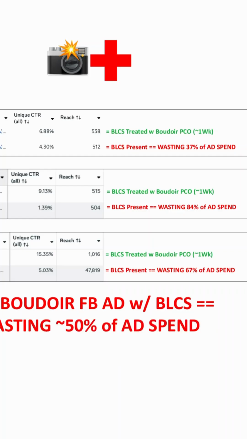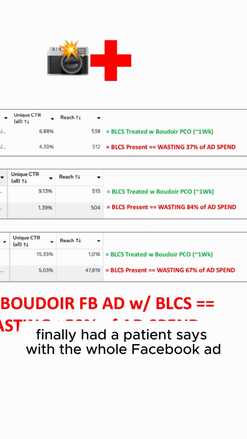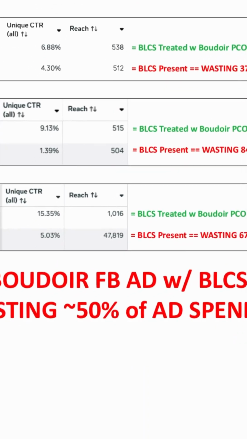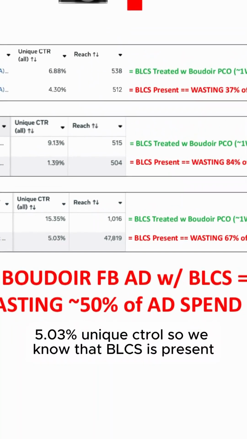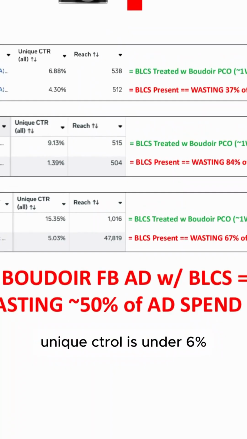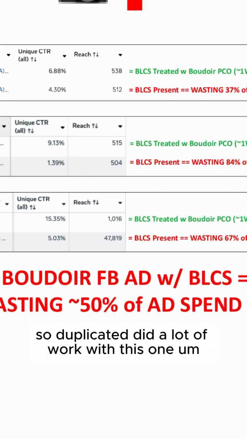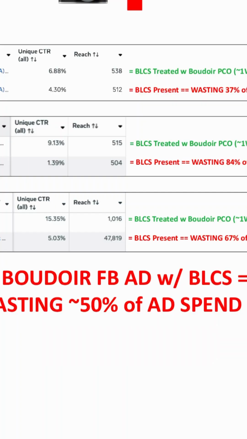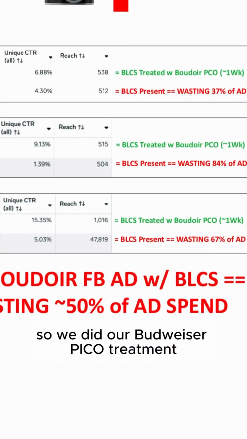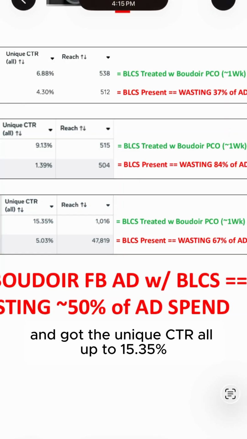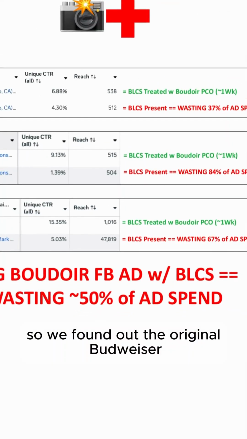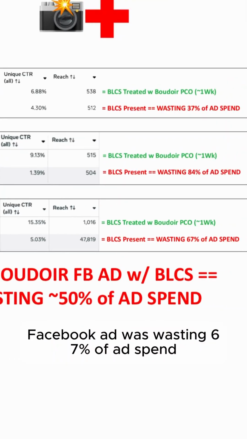Finally, I had a patient with a Boudoir Facebook ad at 5.03% unique CTR. So we know that BLCS is present, since the unique CTR is under 6%. So we duplicated it and did a lot of work with this one. We did our Boudoir Pico treatment, which takes about a week, and got the unique CTR up to 15.35%. So we found out the original Boudoir Facebook ad was wasting 67% of ad spend.